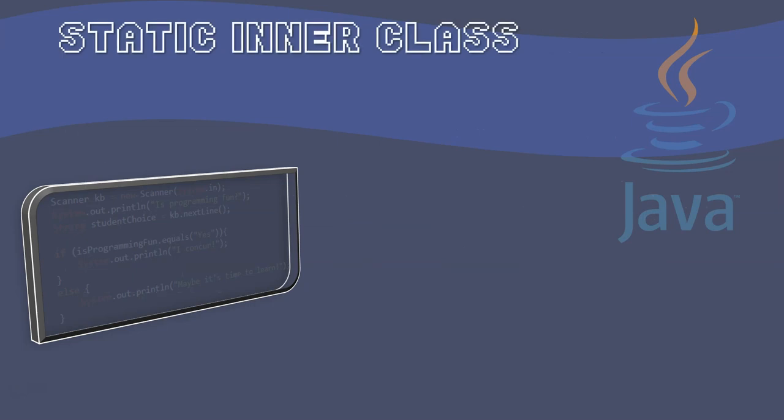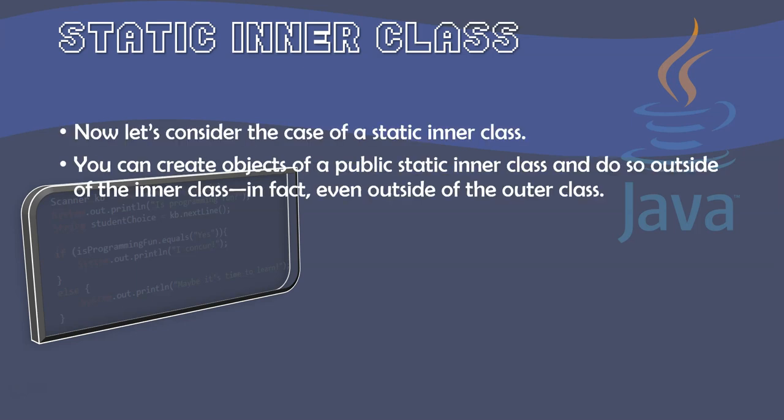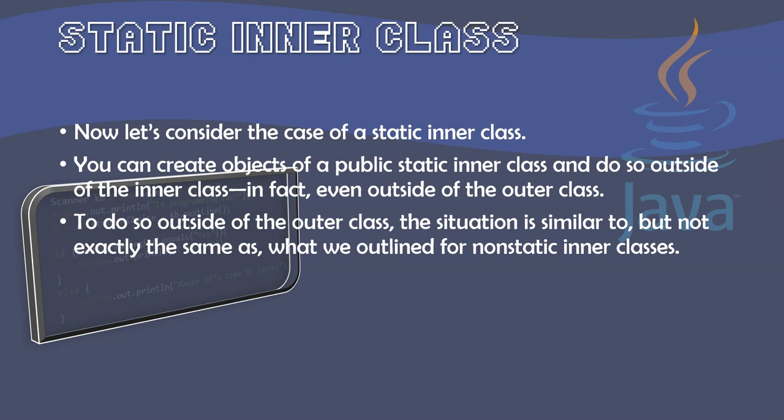All right, let's switch gears a little bit and look at static inner classes. With a static inner class, you can create objects of a public static inner class, and you can do so outside the inner class. In fact, you can even do so outside the outer class. To do so outside the outer class, the situation is similar to, but not exactly the same as, what we outlined for a non-static inner class.